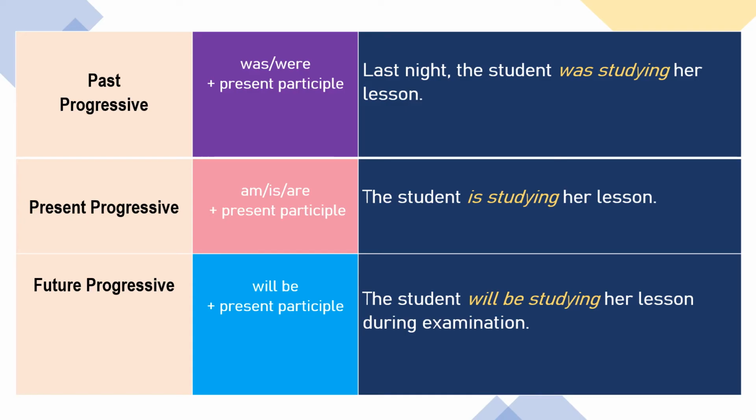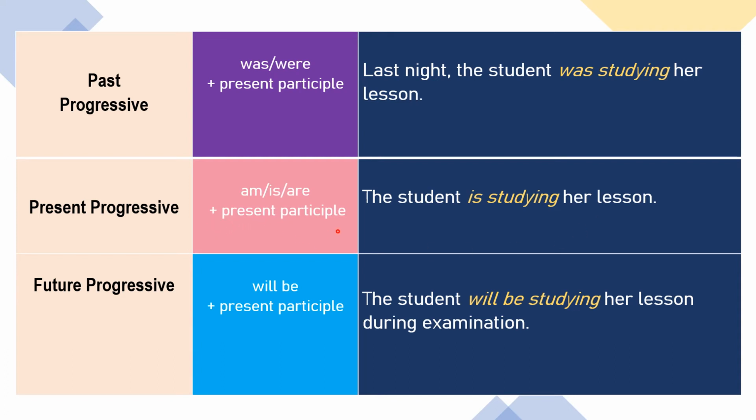Example, last night, the student was studying her lesson. So we use was for the past progressive because our subject is only one, so singular subject. Was studying. Studying because it is the present participle of the word or verb study. For the present progressive, we are going to use am, is, or are. So the student is studying her lesson.